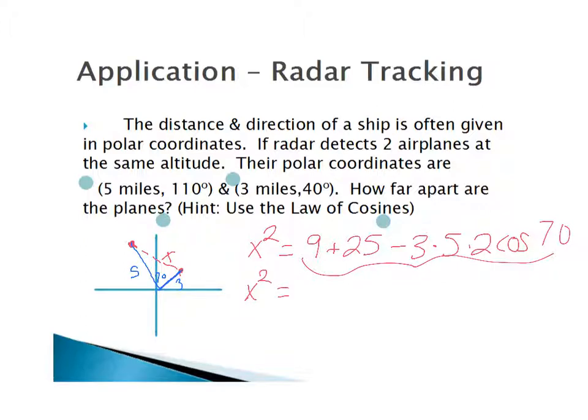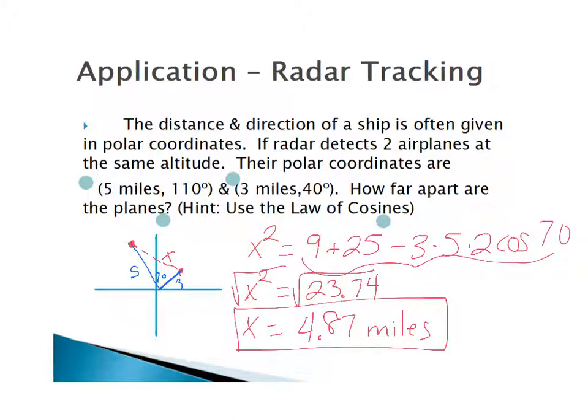I get x squared equals 23.74. But then, of course, I have to square root both sides. I get x to equal 4.87. That is the length of that side, which is really the distance between the two planes. Go ahead and label that in miles. And we've got that. A great way to start tying together what we've already learned with these new polar coordinates that we're learning. All right, go have fun.